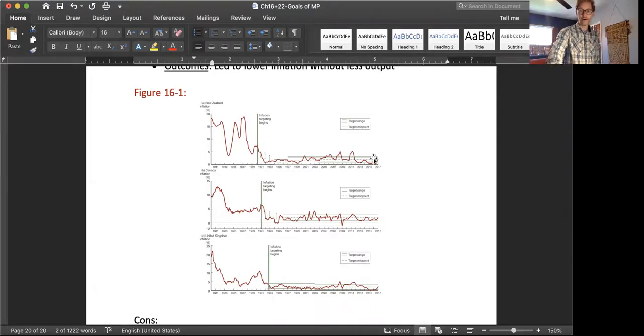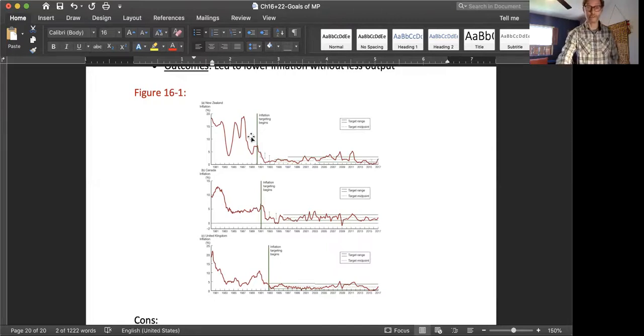And notice how in each of these cases, moving to an inflation target not only reduced inflation, but it actually reduced the volatility of inflation. And so this would have a lot of benefits, not just in terms of the macro economy, but in terms of financial development, right? Because as we've talked about, there's no better way of ruining a financial system than having high and volatile inflation.